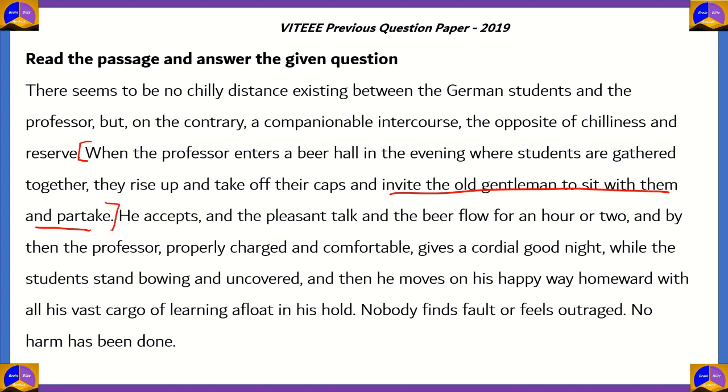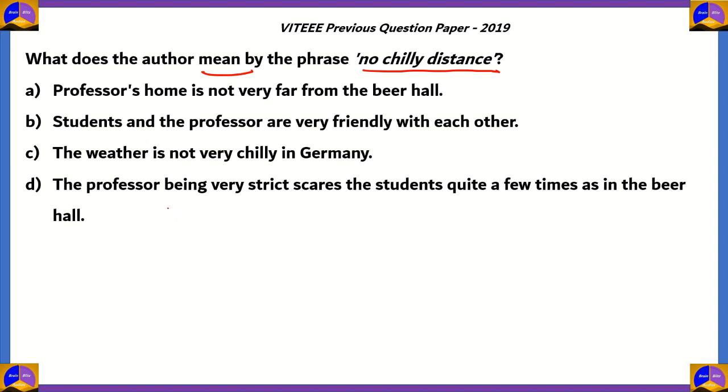So, this is the second sentence, and if you have read it once, you would have had a pretty good idea of what the answer might be. So, let's look at the options. Now, option C is the weather is not very chilly in Germany. Again, that's incorrect because, first of all, there is no talk about the weather in Germany, and second of all, Germany can get very chilly in the winter.